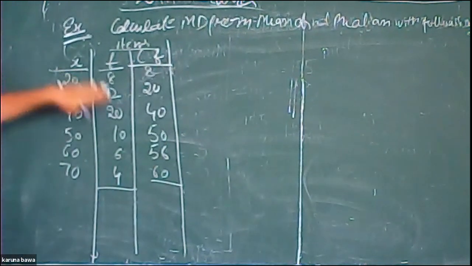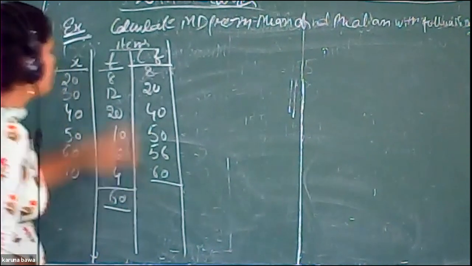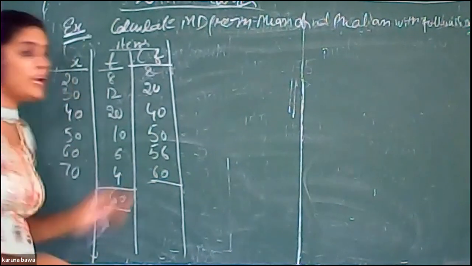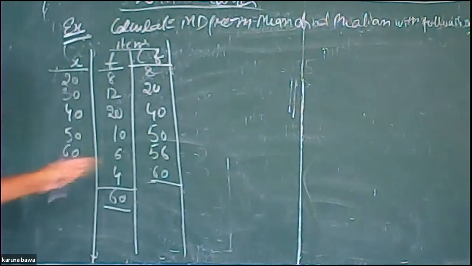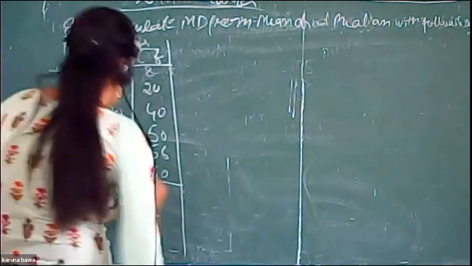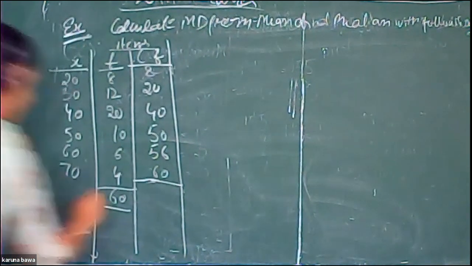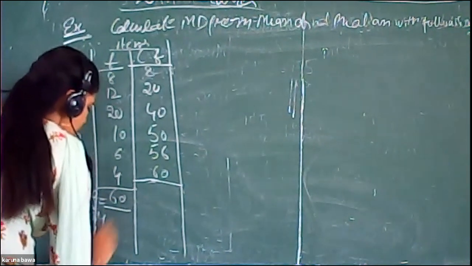The total of the frequency is the same value as the last cumulative frequency. So that means the values are equal to each other. On the other hand, the total frequency, n, is equal to 60.